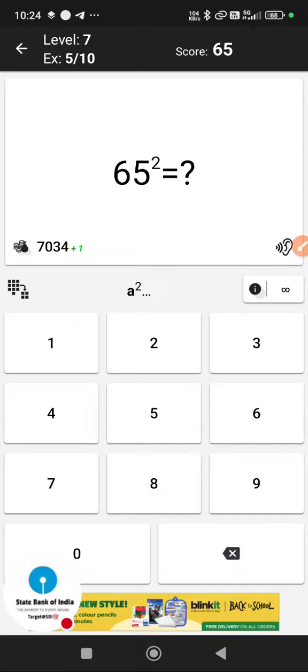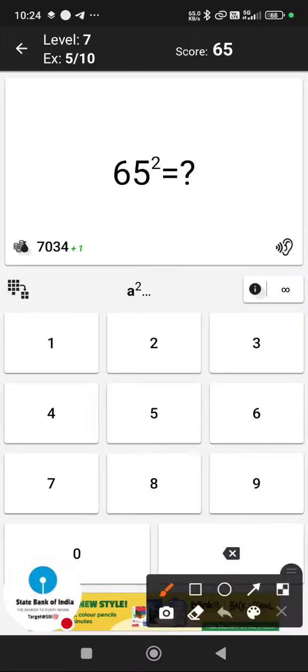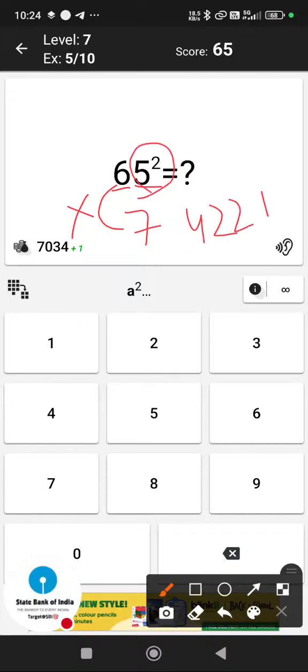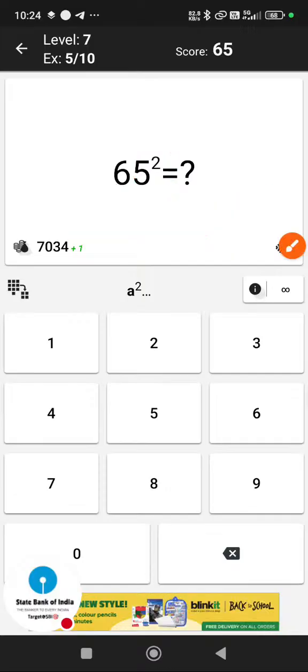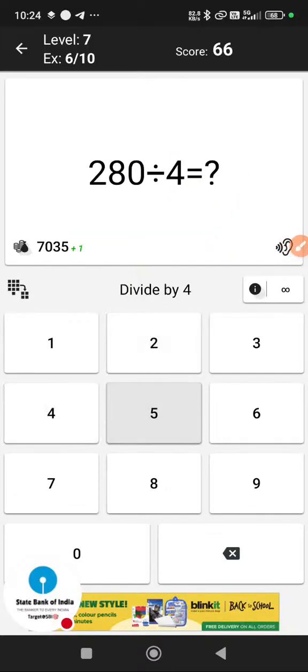Next one, this is the number ending with 5 and talking about square. The next number of 6, which will be 7. 7 6 times 42, and 5 square 25. So the answer will be 4225.